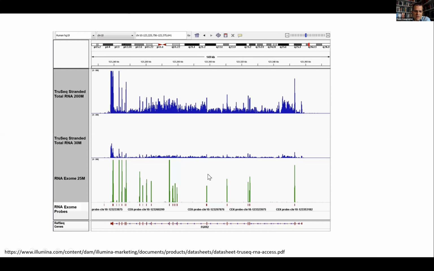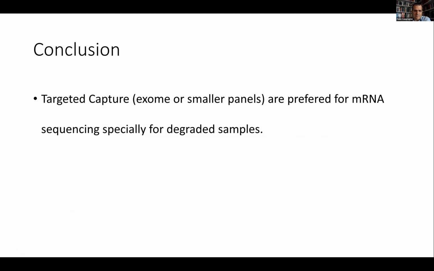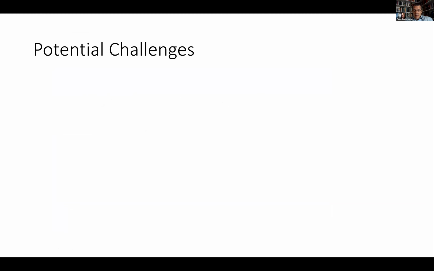And here, just showing in the IGV what happens when you do the total RNA, both with 200 million sequences per sample, 30 million sequences per sample. And this is much more effective. You only need, in this case, 25 million, and you have a really big enrichment in exonic sequences. So targeted capture is preferred for mRNA sequencing, especially for degraded samples, but I would say for non-degraded samples too, right? And when we work in the diagnostic lab, we are always thinking about potential challenges, right?